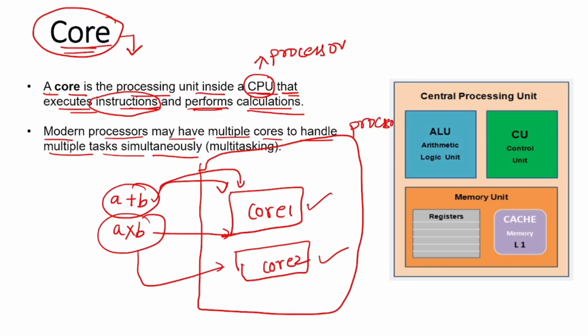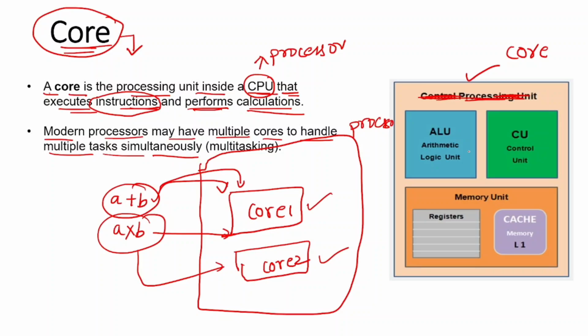The processor can have multiple cores, and one more thing, a core can execute only a single instruction per one machine cycle. I'll explain what is machine cycle in the next slides, don't worry. And see here, this is the core block diagram. Actually this is the core, not the central processing unit. See, this is the core block diagram.